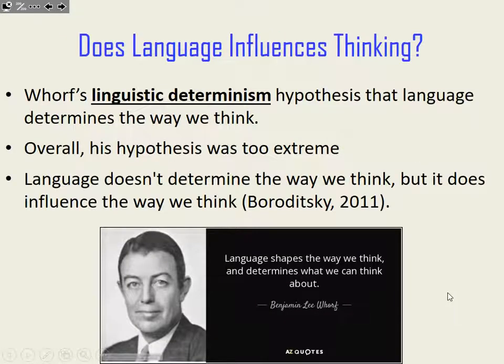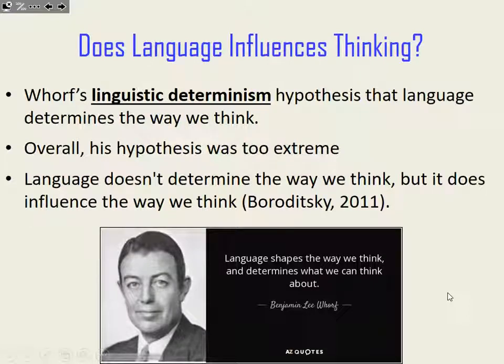The last thing we want to look at is Benjamin Lee Whorf's idea of linguistic determinism. He had this hypothesis that language determines the way we think, and it stood for a little bit, but there's a problem. Language definitely contributes to the way we think. It definitely influences the way we think, but it can't determine the way we think. And I'll give you one example.